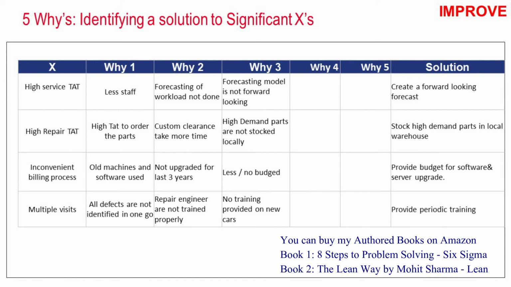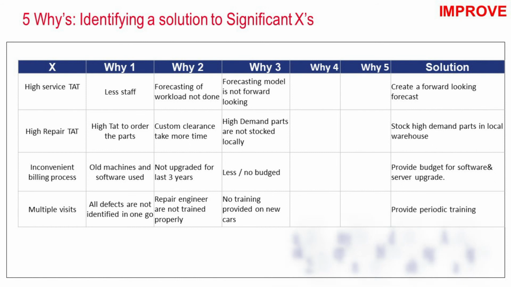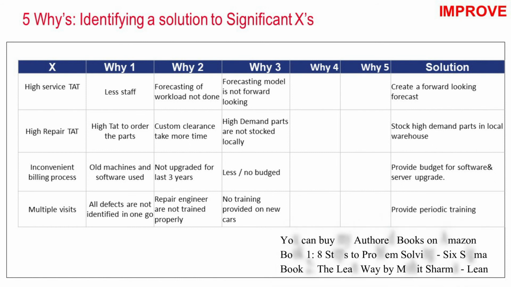The next root cause was the inconvenient billing process. Why is this an inconvenient billing process? Because old machines or softwares were used. Why? Because they were not upgraded for the last 3 years. Why? Because they had less or no budget. So the solution is to provide budget for software update and server update.